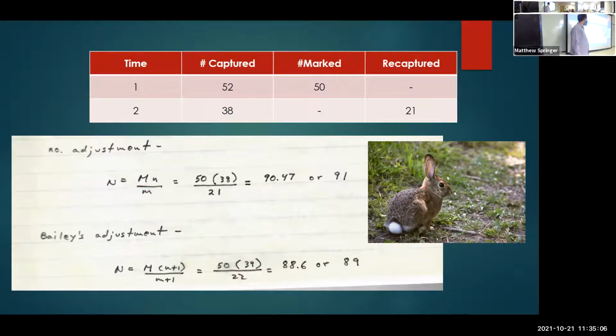Given this, and the way the math works out, you get a number a little over 90. General rule for us is you can't have 0.47 of a rabbit. So you have 91. Now, if we throw that, yes.